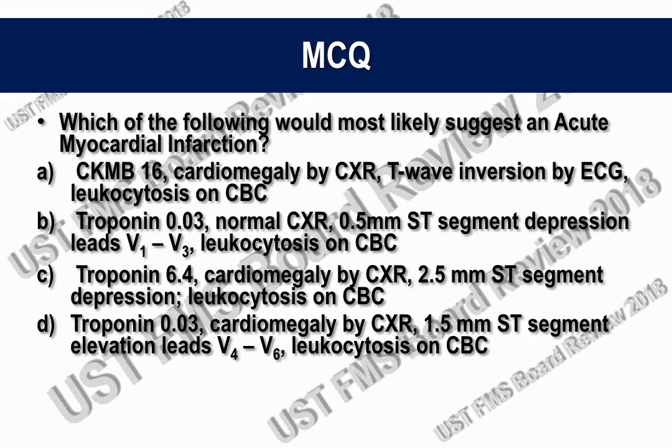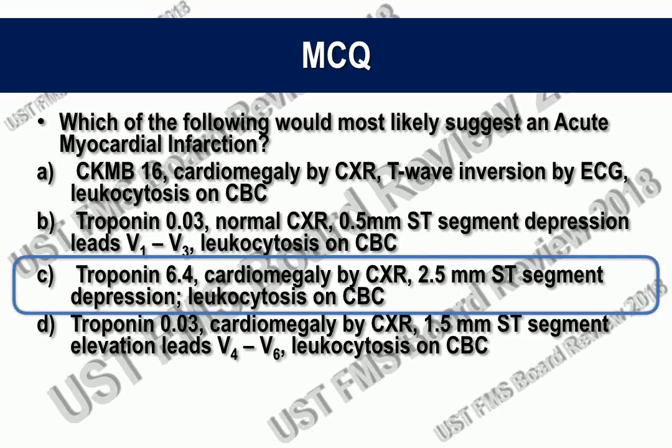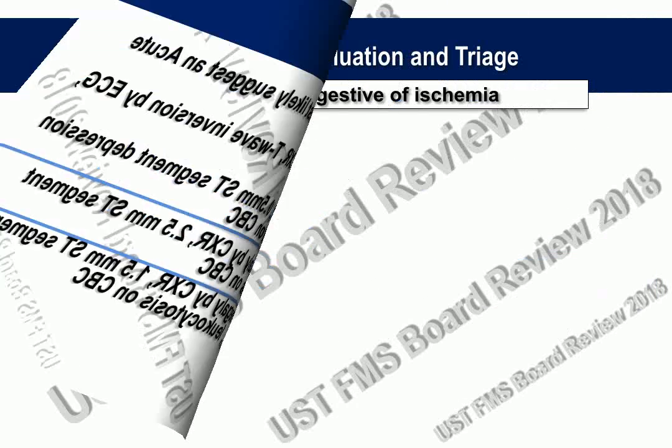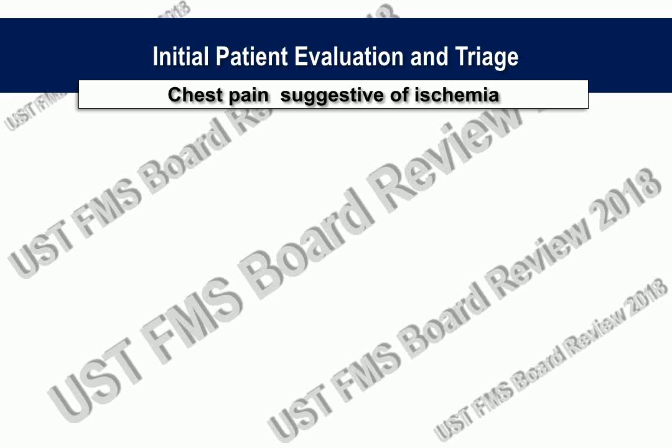So the best answer here is letter C. It's your troponin 6.4, which is significantly elevated. You have cardiomegaly by X-ray, and more importantly, you also have a significant ST segment depression on the ECG and leukocytosis on the complete blood count.